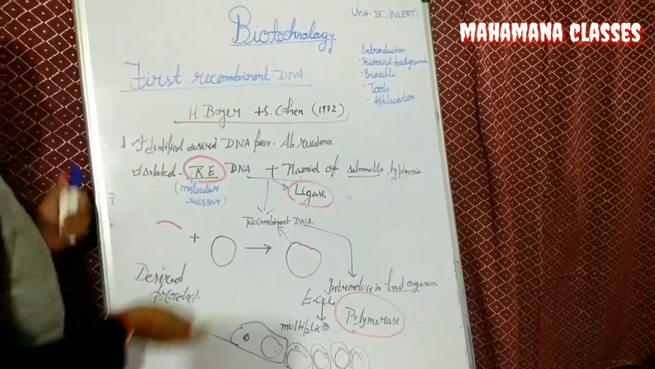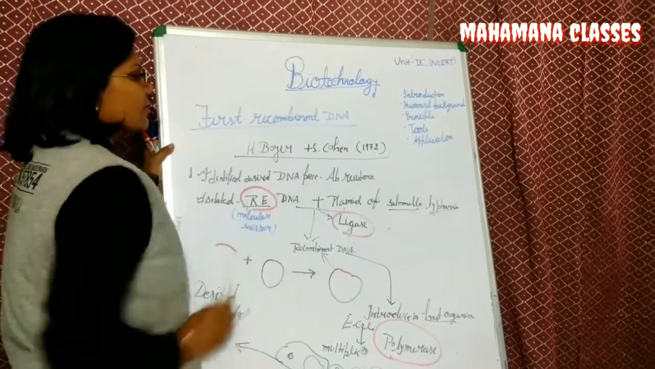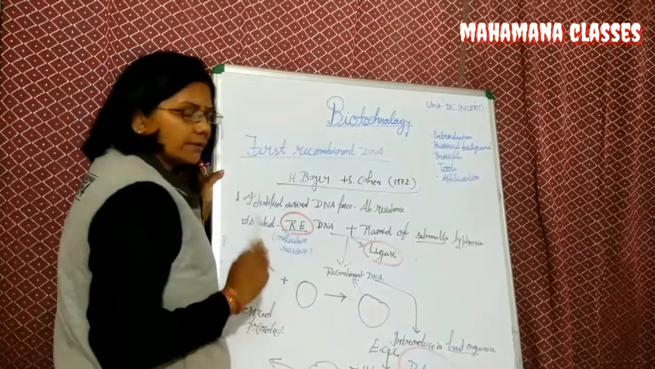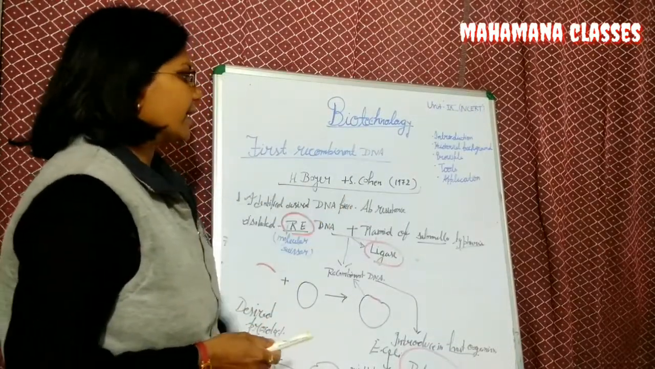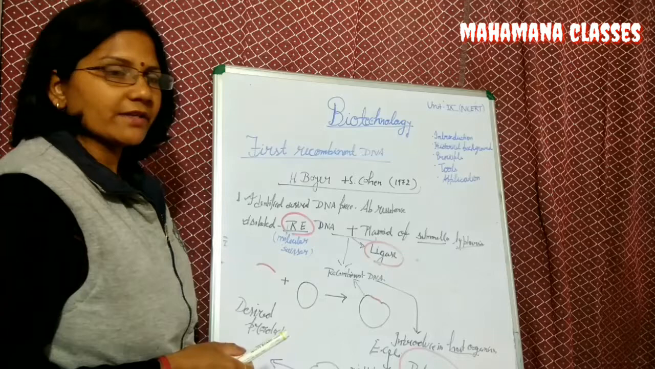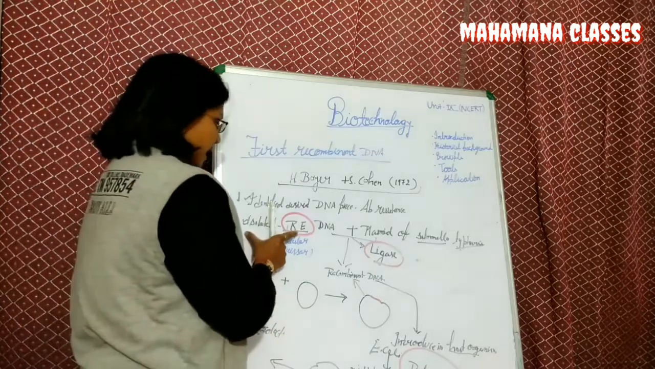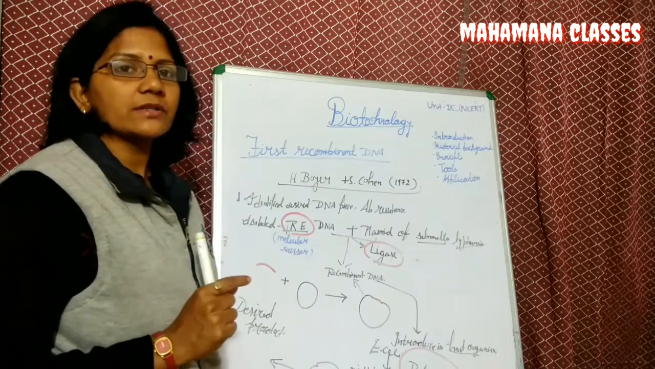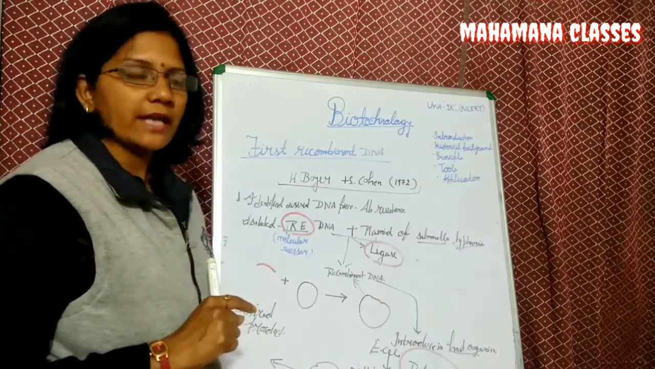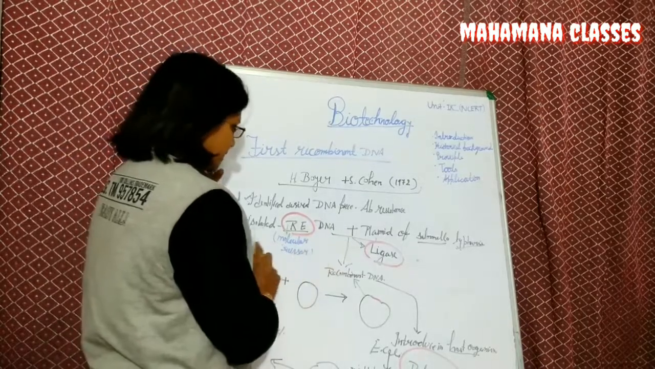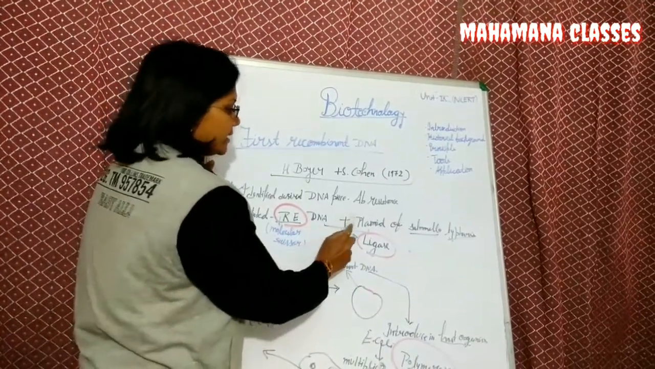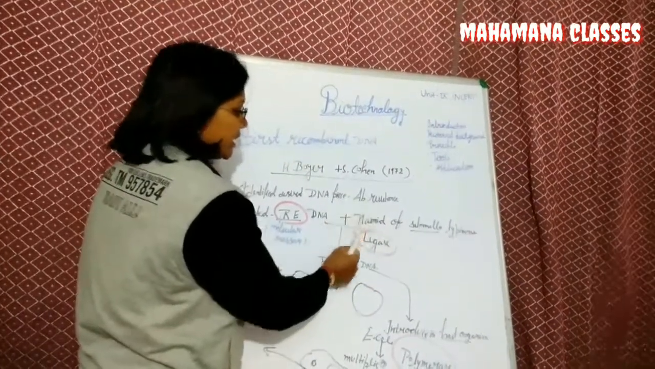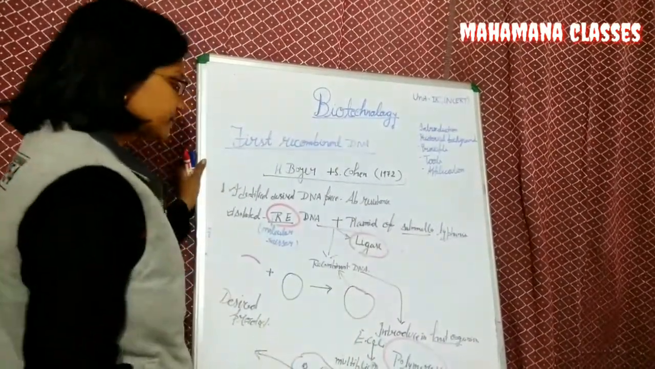Let us see once again how the first recombinant DNA was developed. By the contribution of Herbert Boyer and Stanley Cohen in 1972, they isolated a desired piece of DNA, an antibiotic resistance DNA from Salmonella typhimurium, and formed the recombinant DNA by joining it into the plasmid of Salmonella.